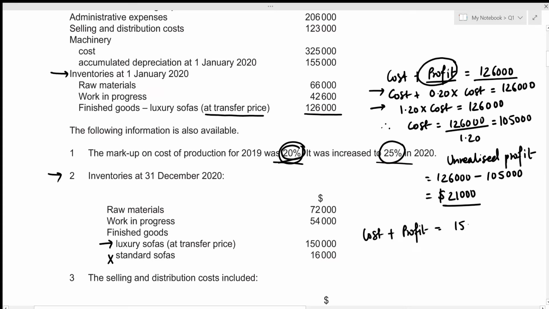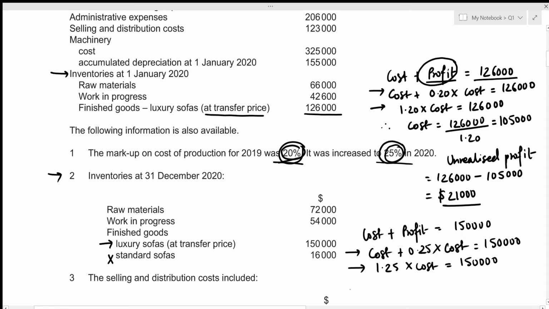is 150,000. And what we know is that the profit or the markup on cost of production for the year 2020 is just 25%. So profit is just 25% of cost. We can write it down as 0.25 times cost, which is 150,000. So cost plus 0.25 times cost is just going to be 1.25 times cost equals 150,000. Now we can easily figure out the cost of the closing inventory of finished goods for luxury sofas, that's going to be 150,000 divided by 1.25, which is going to be 120,000.